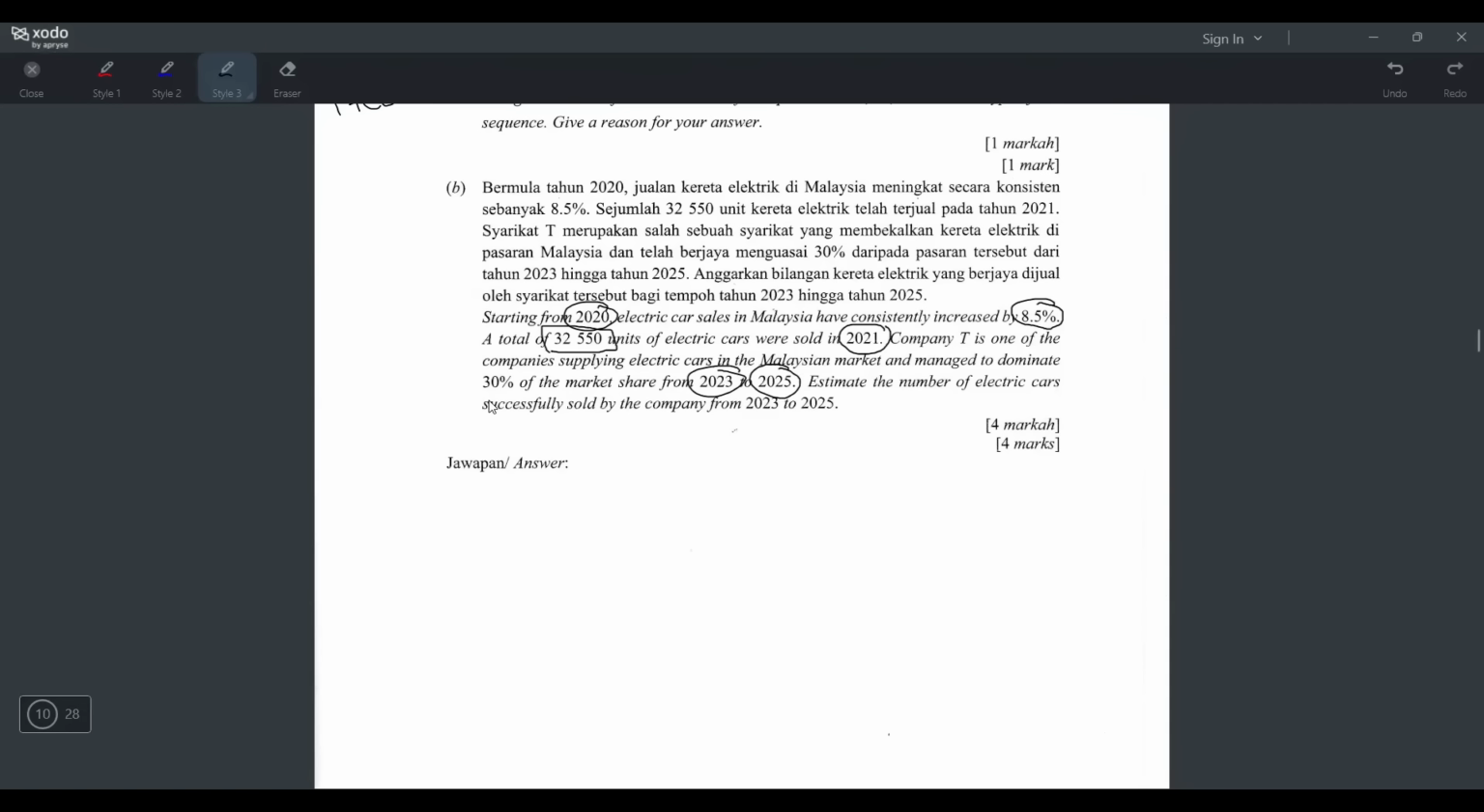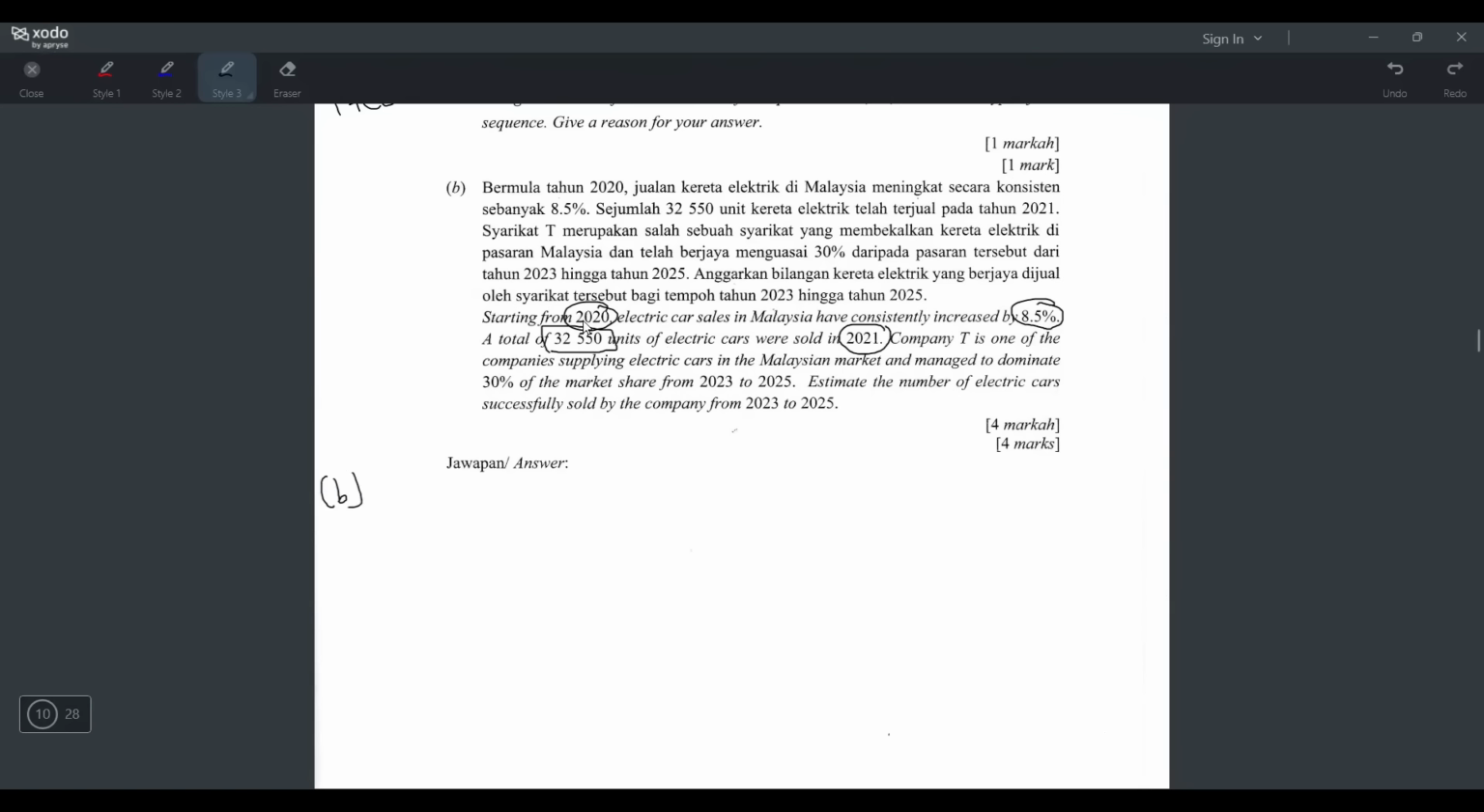Estimate the number of electric cars successfully sold by company from 22 to 25. Okay, I don't want to see this first. I don't care about what they want first. I want my progression first. I want to make sure I am able to write down the first three terms of the progression first.